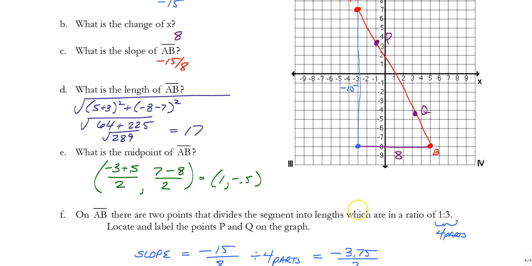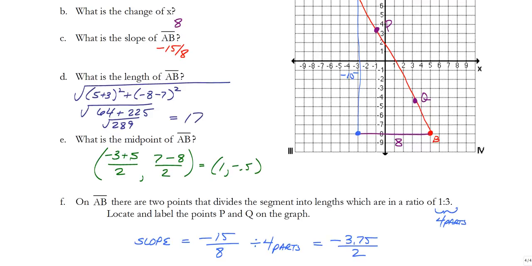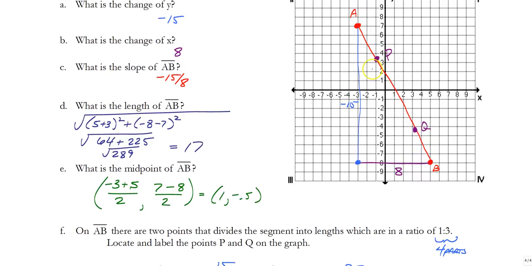So now that you know those 4 parts and you have this negative 3.75 over 2, all you would have to do is go from each point and follow the line. You would just go down 3.75 over 2 to get to P. Or if you're going to go backwards, you would go up from B to Q 3.75 and left 2. And that's how you would find P and Q.